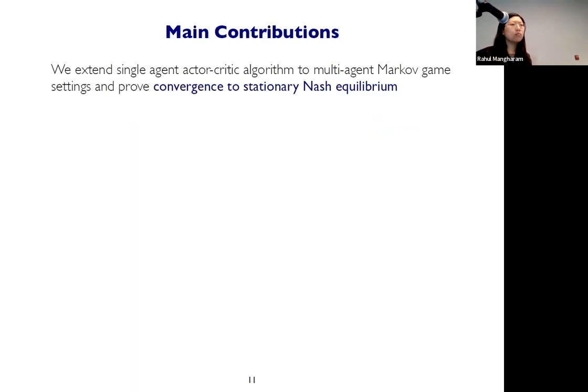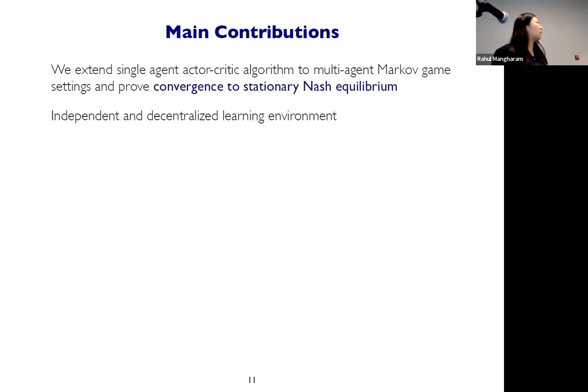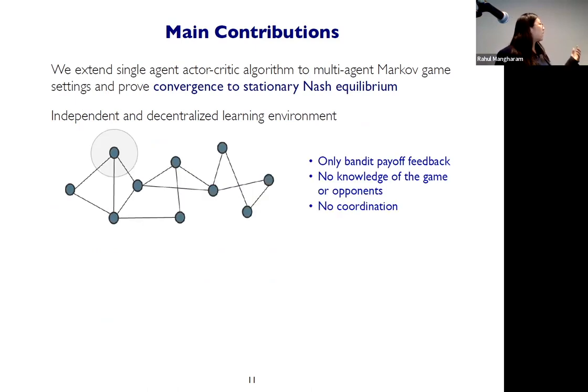So we show that if each agent independently and without any coordination runs an actor-critic algorithm, then it will converge to a stationary Nash equilibrium. This captures the independent and decentralized learning environment where only the bandit payoff feedback is known, and it doesn't rely on any knowledge of the game or knowledge of other agents, so no coordination.